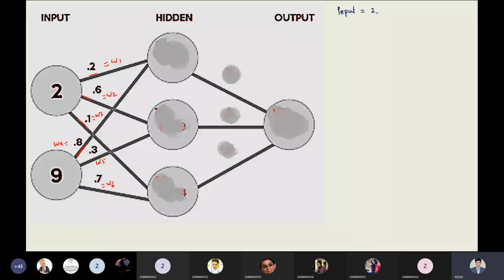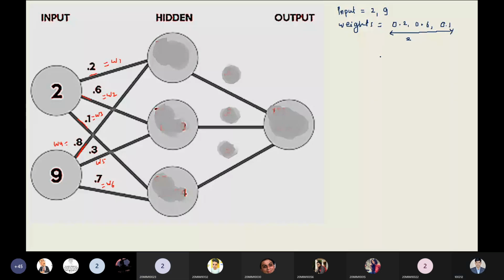Input we have 2, 9. We don't have the bias, so no issue about the bias, but if we have, then we can add it, else we can use the weights. So weights we have 0.2, 0.6, 0.1. These three weights are connected to our input 2, can we see? Yes, sir. These three weights are connected by our input 2.